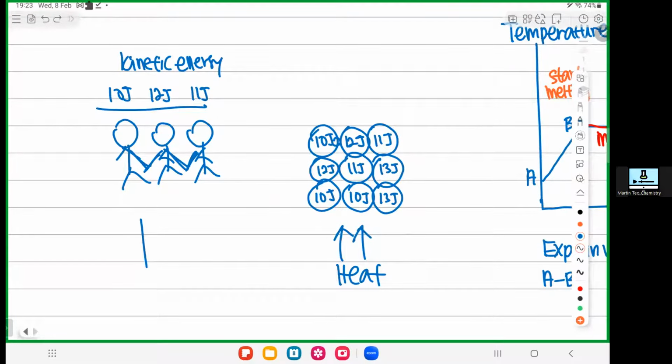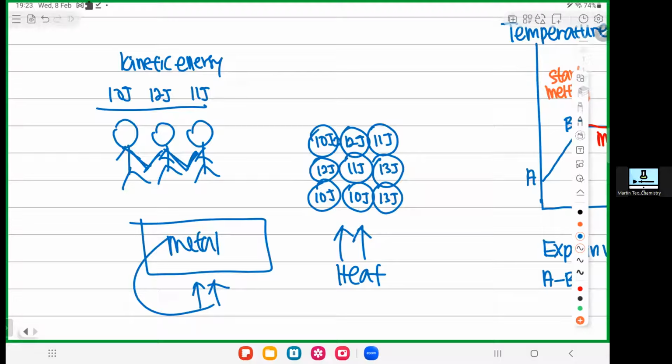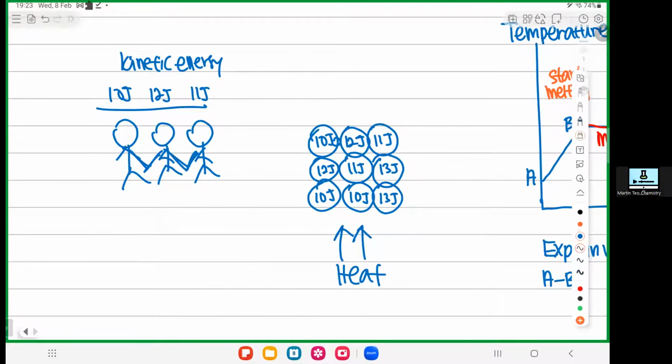That's why, for example, you have a piece of metal. When you heat the metal, it becomes hot. Why does the metal become hot? The energy goes inside the metal. So let's say when we heat, the energy goes inside here, here, and here, going inside, inside, inside.